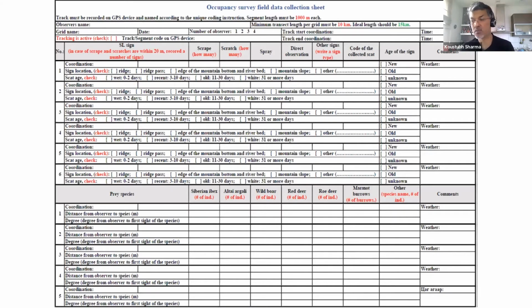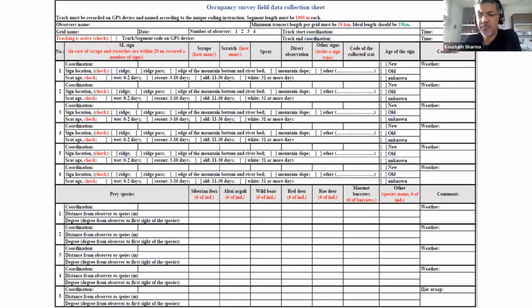This is the data form which was developed for the survey which I mentioned, which was conducted in Mongolia. Across Mongolia, sign surveys were conducted to estimate the snow leopard distribution map. And this was how the data sheet looked. If you look at it carefully, you will see there are several interesting and very useful tidbits in the form itself. It looks a little cluttered, but once you get a hang of it, you'll realize it's very simple.